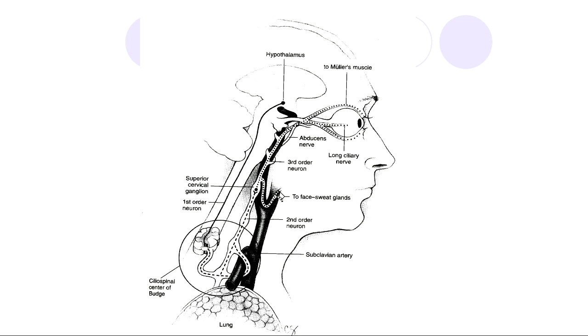They're going to travel over the pulmonary apex under the subclavian up to the superior cervical ganglion, where they synapse after passing through the stellate ganglion without synapsing. Then they're going to travel in the internal carotid. And in the cavernous sinus, they're going to travel alongside the sixth cranial nerve. And then they're going to travel along the long ciliary nerve to synapse in the dilator pupillae.